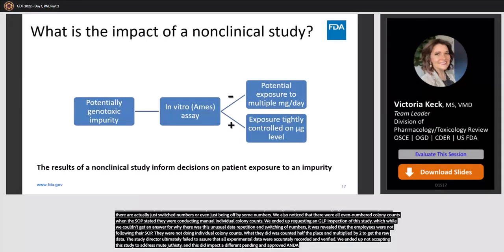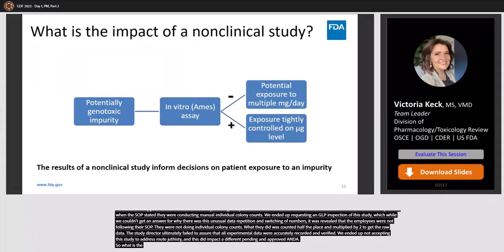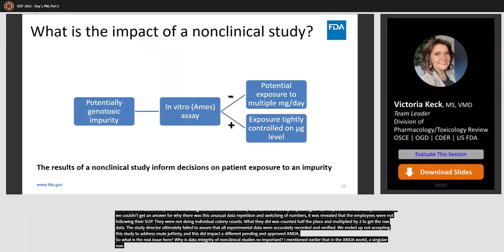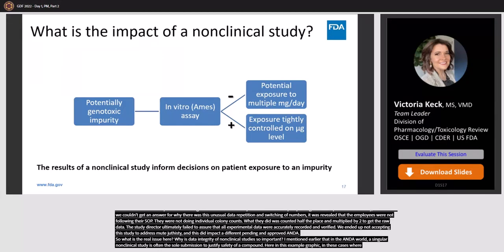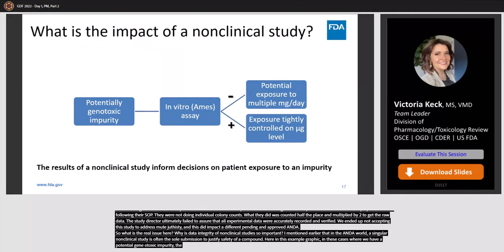So what is the real issue here? Why is data integrity of non-clinical studies so important? I mentioned earlier that in the ANDA world, a singular non-clinical study is often the sole submission to justify safety of a compound. Here in this example graphic, in these cases where we have a potentially genotoxic impurity, the first line of testing in vitro is the Ames assay.